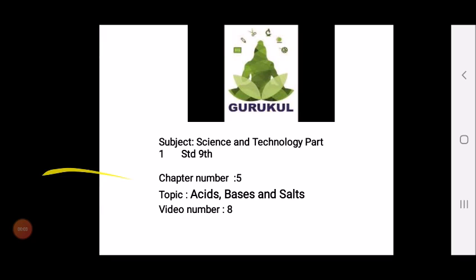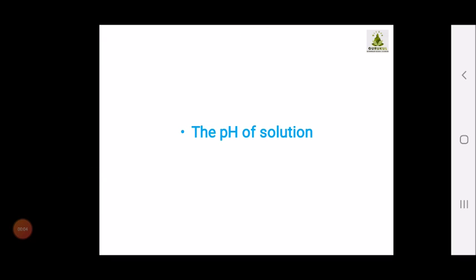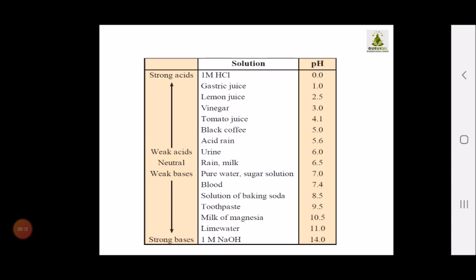Good morning students. Now children, here we will be again continuing, in coordination with the previous video, we will be studying the concept about the pH solution. Now see, this is the table. It indicates the pH of the different substances and their ranges.